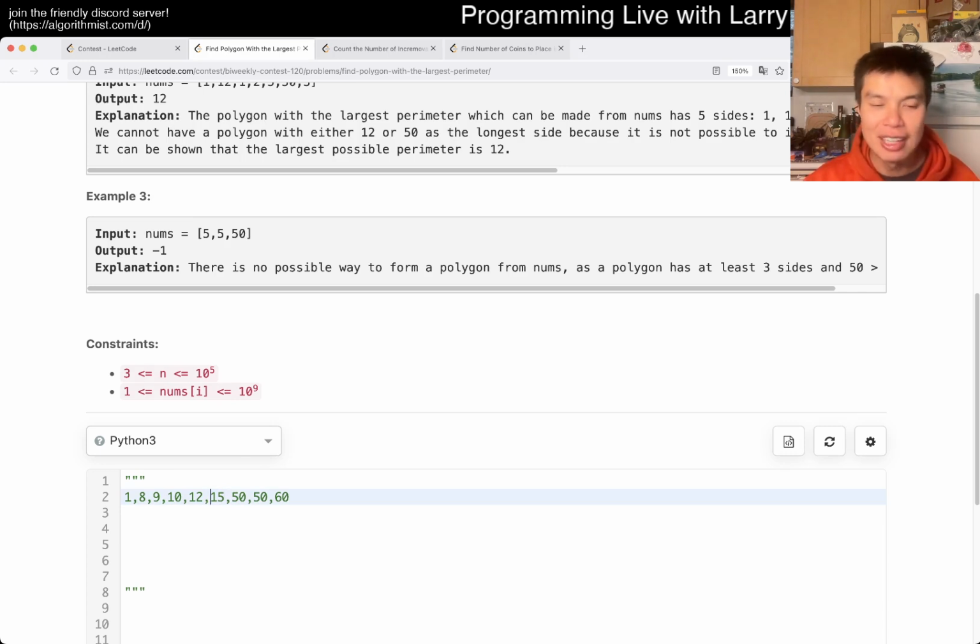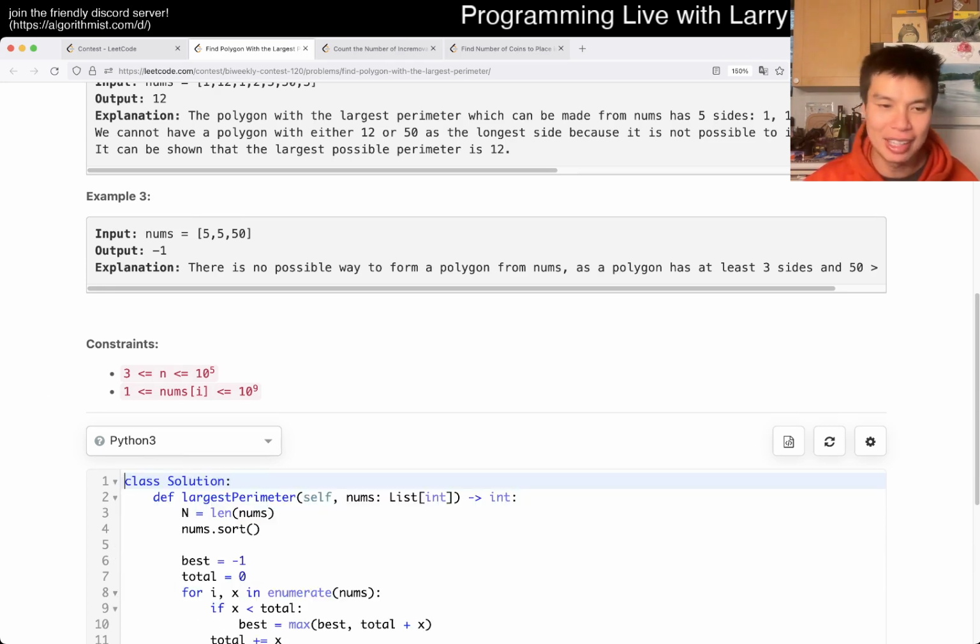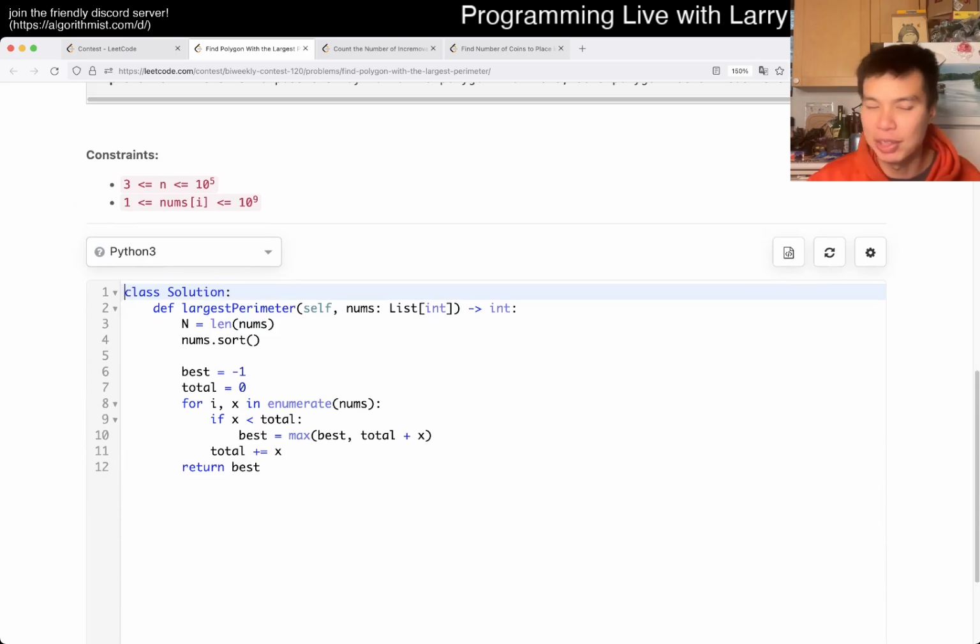It's checking, let's say I want a polygon of any number of sides and the longest side is 15, then what's the largest perimeter? Well, can you make a polygon with all these sides? All these sides form a polygon if the sum of all the smaller sides is greater than 15, right? So that's basically the idea, and if you do it that way, then it becomes much more straightforward. It just becomes a prefix sum essentially.